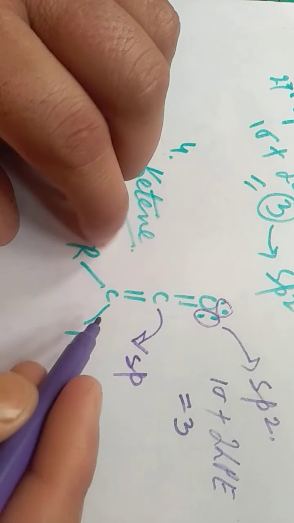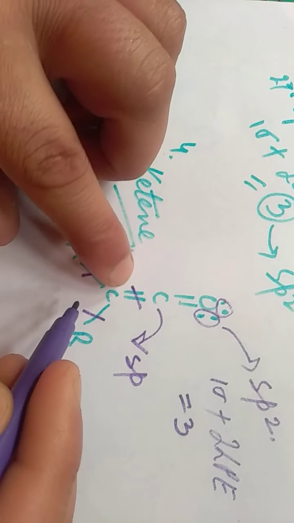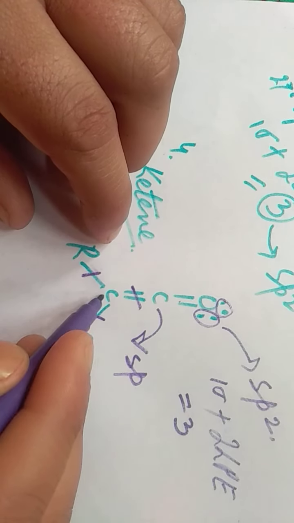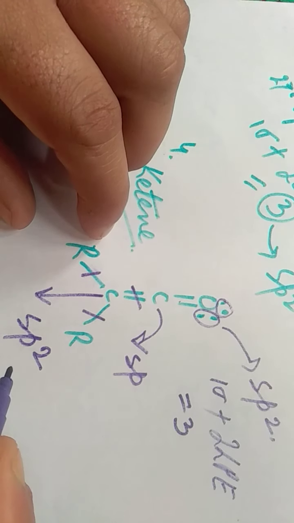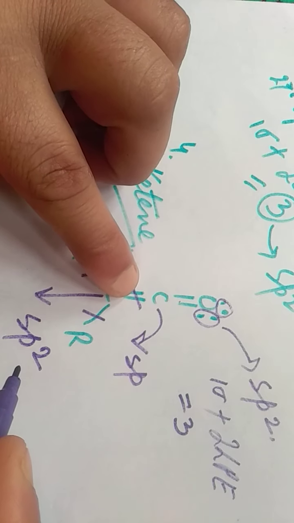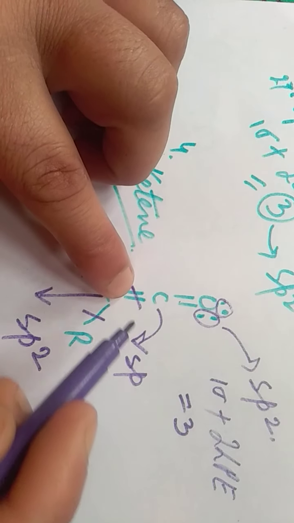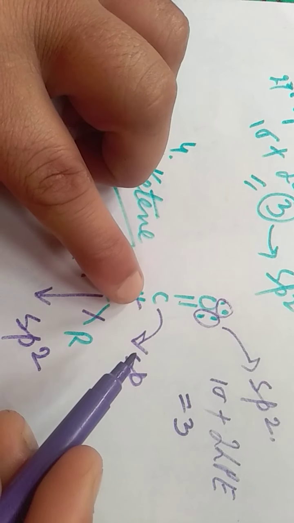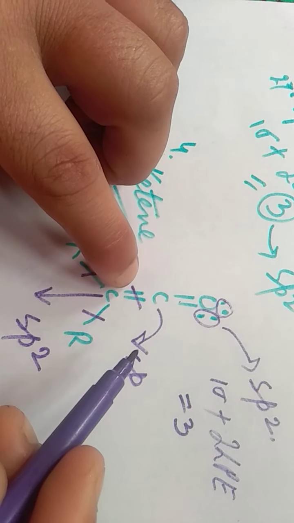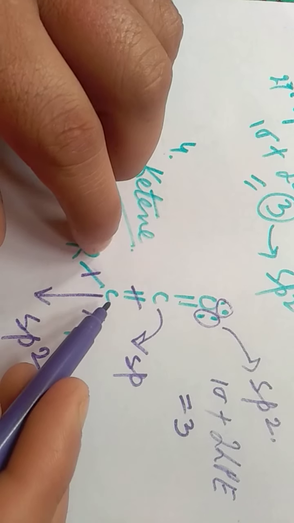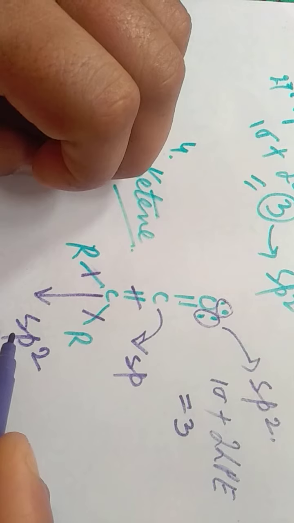Now we go to this carbon atom. How many sigma bonds are there? 1, 2 and 3. 3 sigma bonds are there. If 3 sigma bonds are there, so what is the hybridization? sp2, right? In this case there are 2 bonds, but one is a sigma bond and the other is a pi bond, so don't get confused. So this carbon is sp2 hybridized, right?